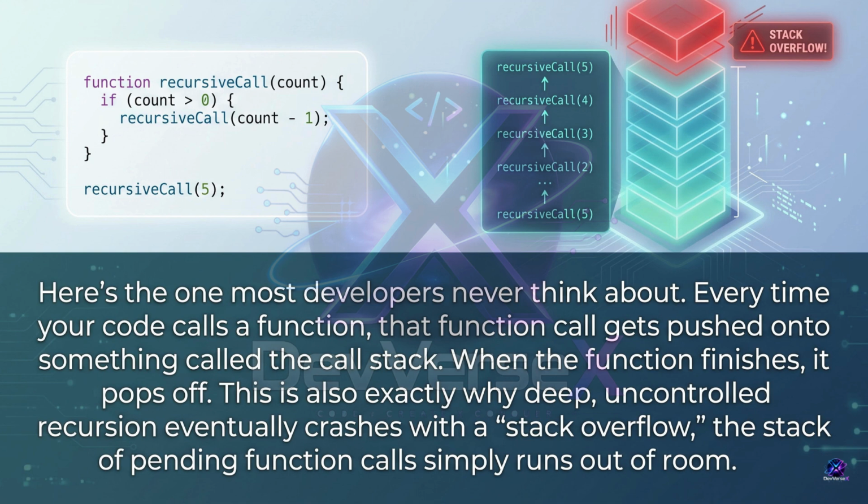Here's the one most developers never think about. Every time your code calls a function, that function call gets pushed onto something called the call stack. When the function finishes, it pops off. This is also exactly why deep, uncontrolled recursion eventually crashes with a stack overflow. The stack of pending function calls simply runs out of room.